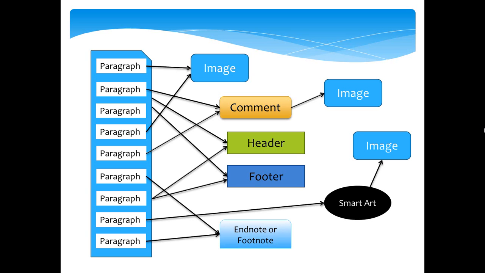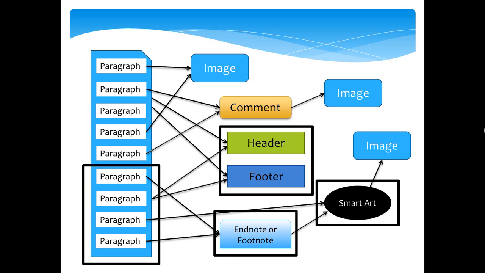Any number of paragraphs could contain references to the endnote or footnote part, which itself could also contain a reference to the smart art, which contains a reference to the image. The problem becomes one of how do you select certain paragraphs in a document and move those paragraphs along with the related content of those paragraphs to a new document, while at the same time not moving other content that is not related to those paragraphs to the new document.